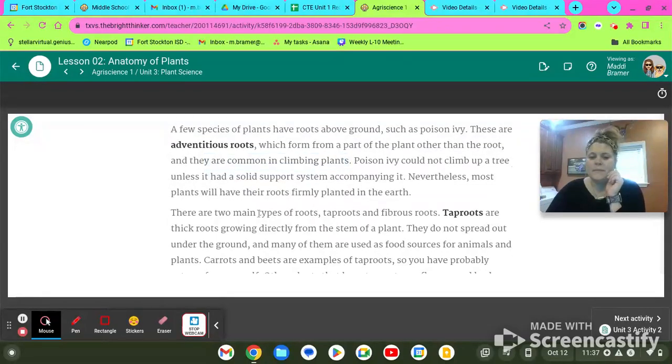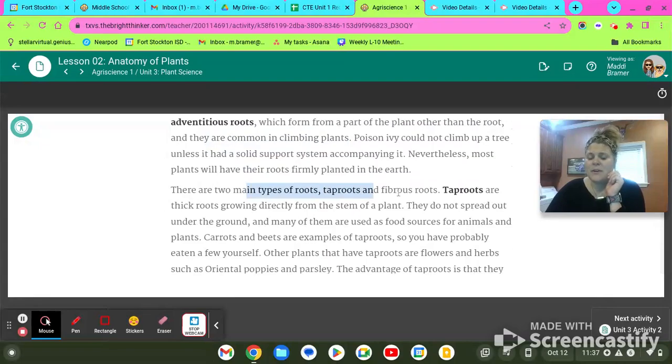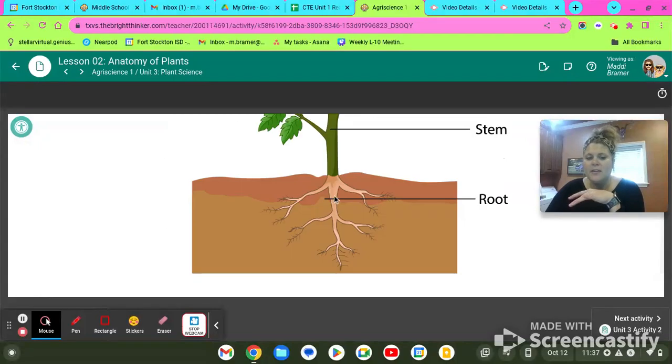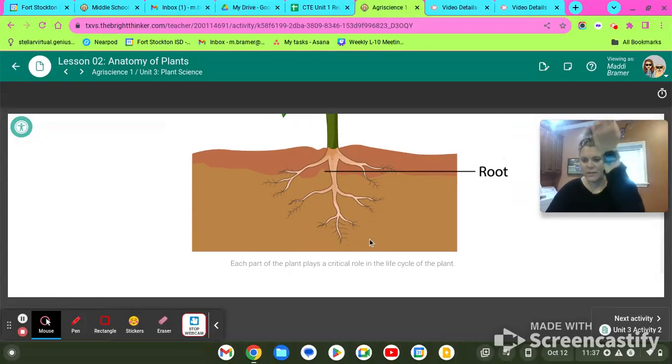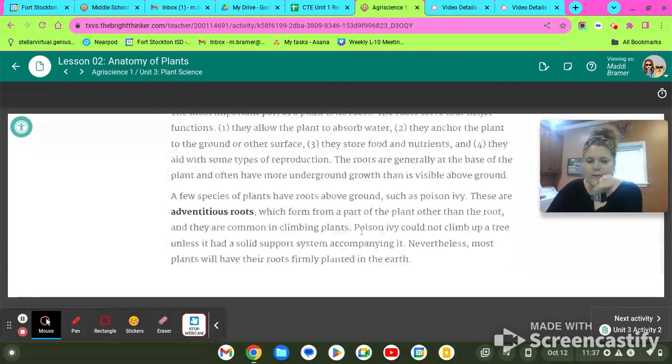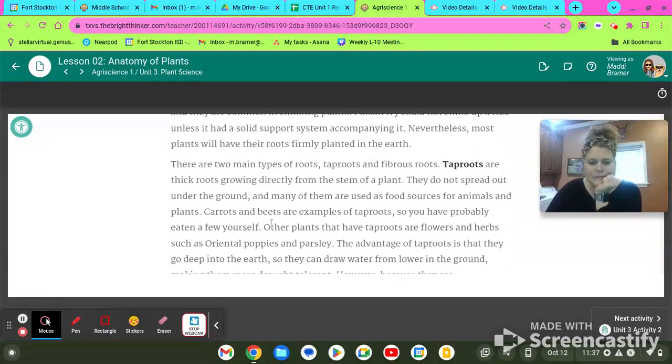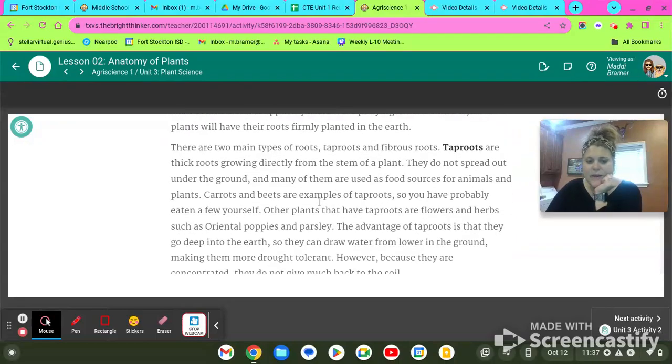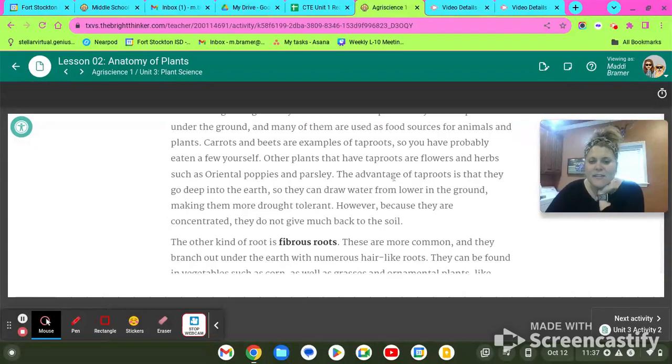Okay, the main types of roots, we've got taproot and fibrous. So taproots are thick, and they grow directly from the stem of the plant. They don't spread out under the ground. So this is a really good picture of a taproot. That's one singular taproot right there. Carrots and beets are good examples of taproots. How a carrot is grown: a carrot is under the ground. You pull it out. The carrot itself is the taproot.